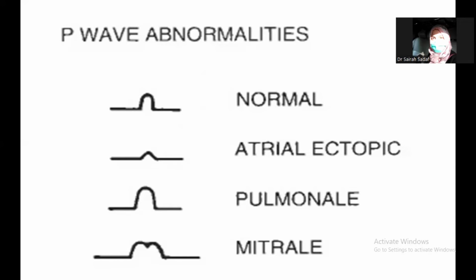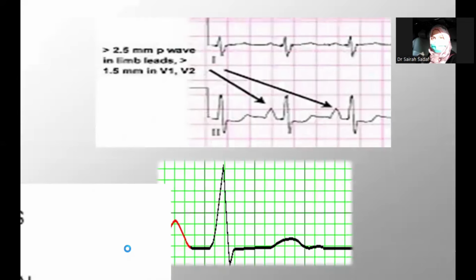And it usually has a notch here, as you can see. So this is P mitral. I have another very beautiful picture of it. Now this is a very good one here. As you can see, okay. Now this is a tall P wave. This is another tall P wave. This is called P pulmonale.